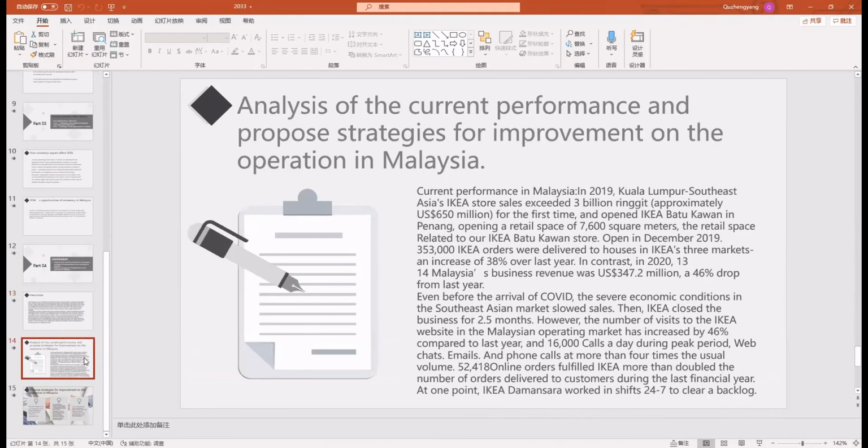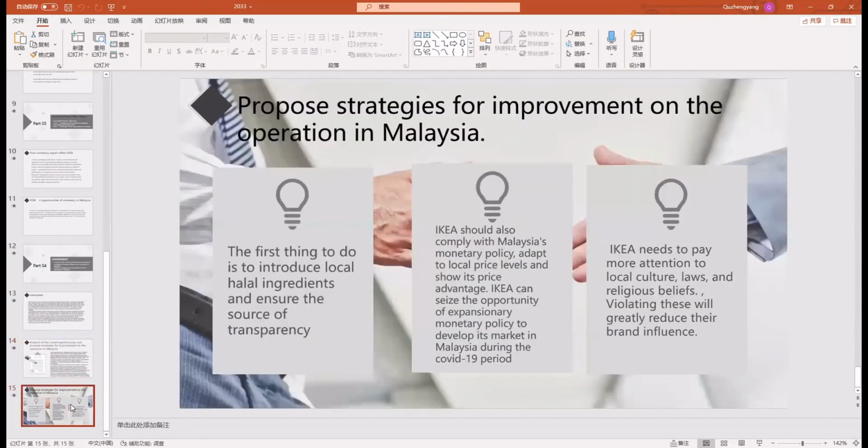In this part, we analyzed in detail the impact of coronavirus on ECO Malaysia, and the data shows a great drop in store sales. The last part is policy strategies for improvement on the operation in Malaysia.